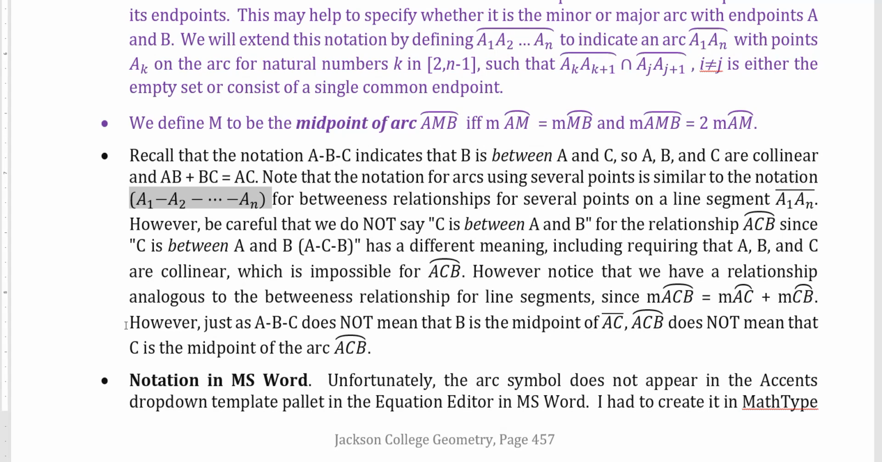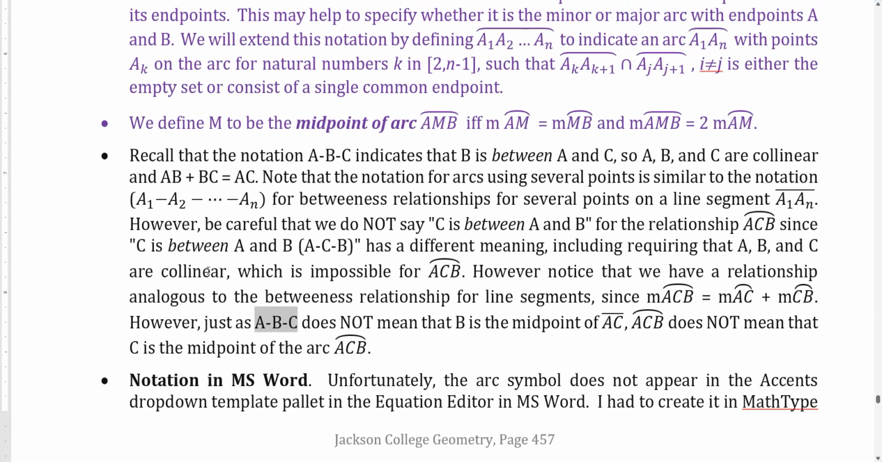However, notice that we could have a relationship analogous to the relationship for line segments, since the measure of ACB is the measure of AC plus the measure of CB. But just as A dash B dash C does not mean that B is the midpoint of line segment AC, remember that. That is not the midpoint. Then when you say arc ACB, it does not mean that C is the midpoint of this arc.